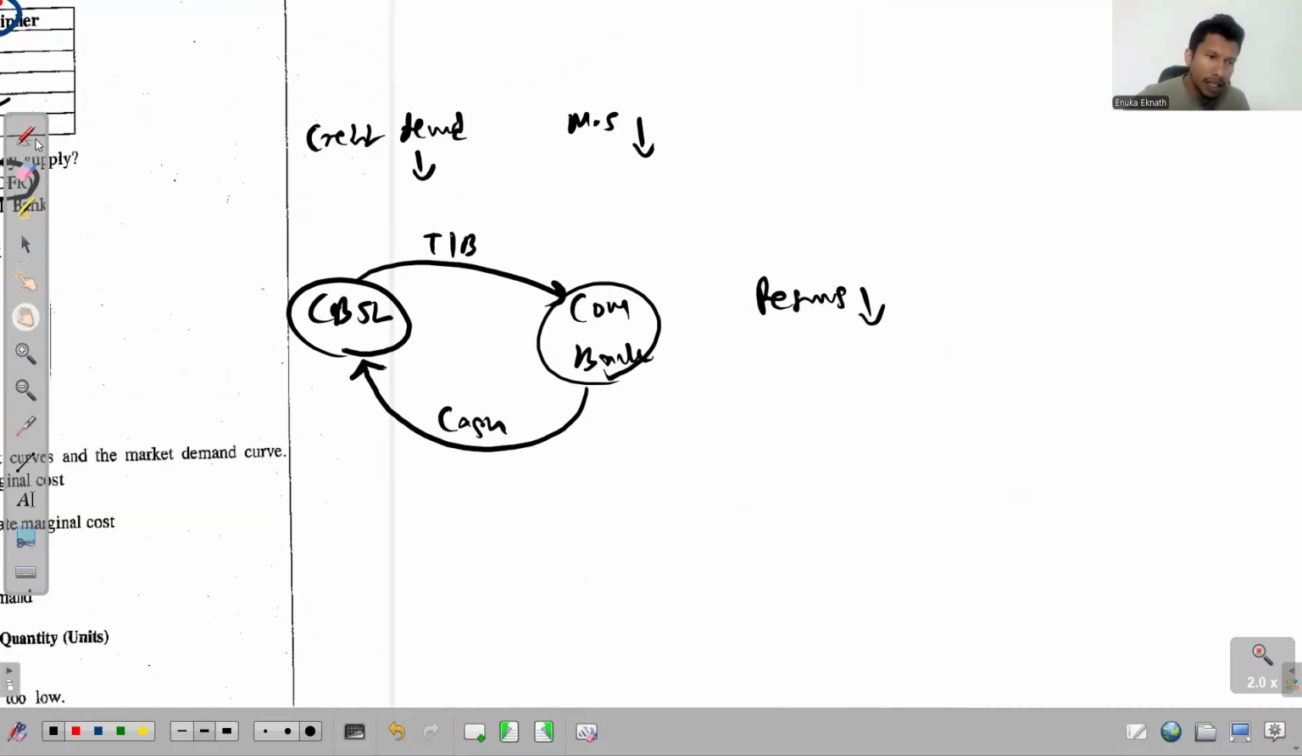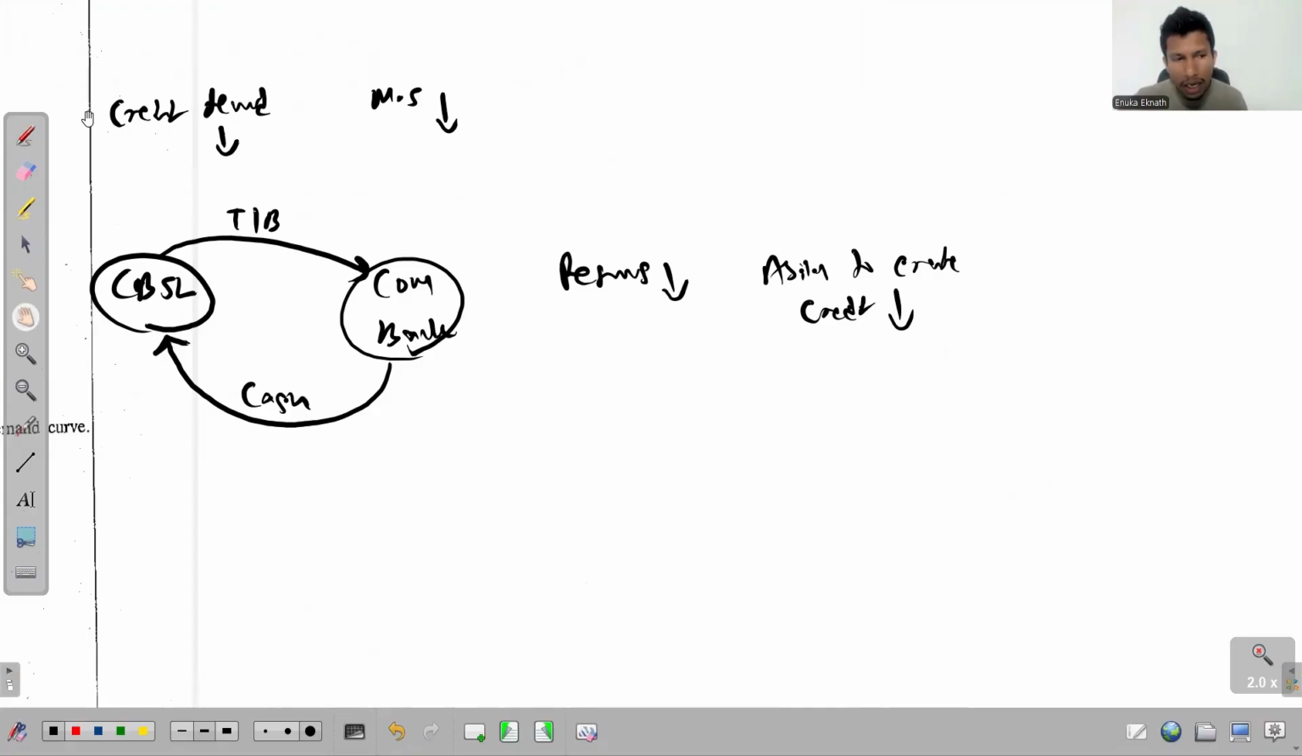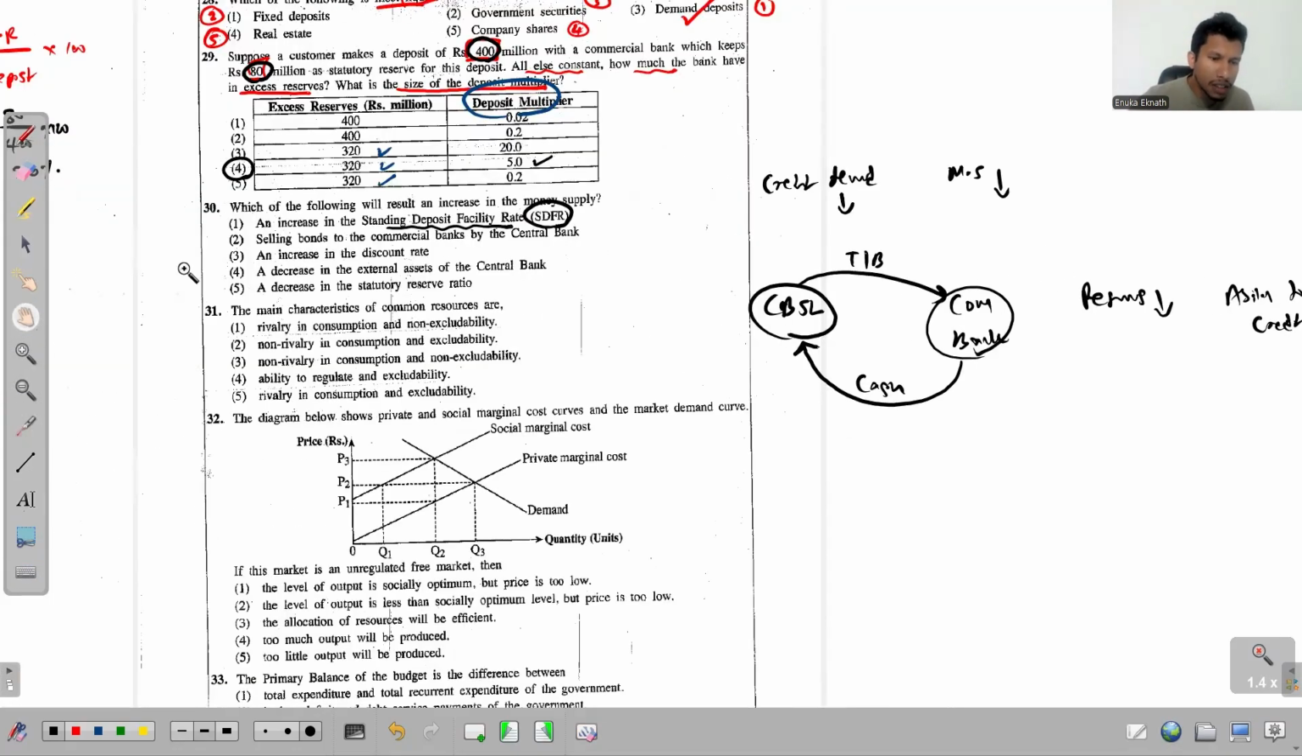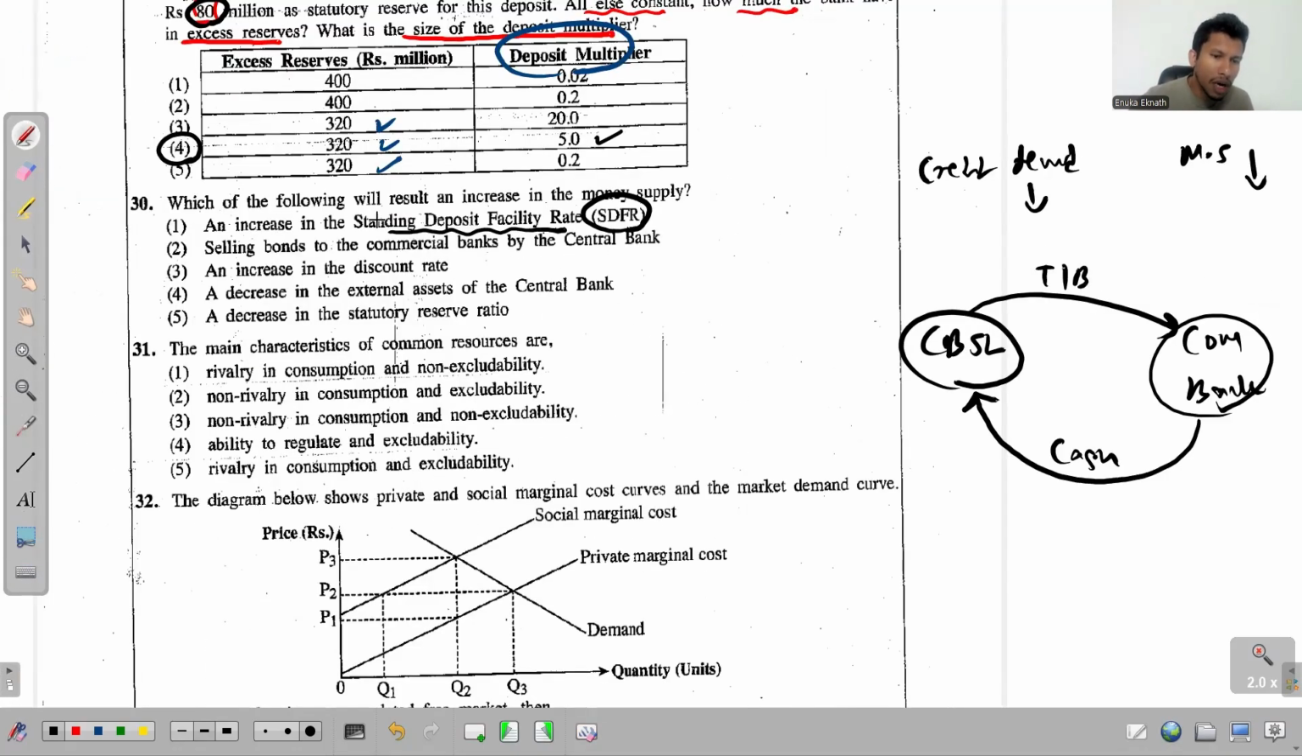When reserves get decreased, ability to create credit, right? Ability to create credit also decreases. And then what will happen to the money supply? Money supply will go down, right? So the question asks us to recognize which of the following will result in an increase in the money supply. So this is not the answer there.